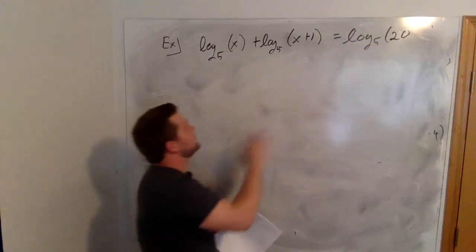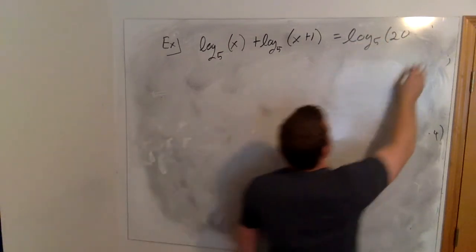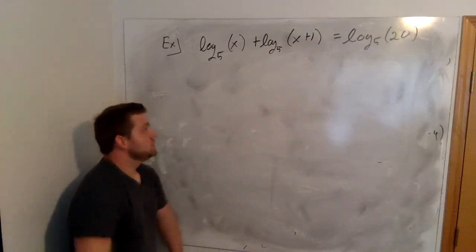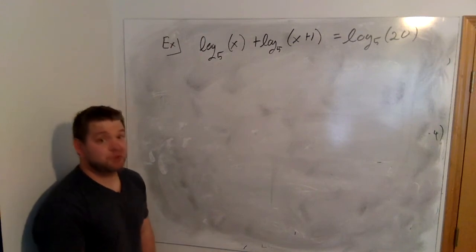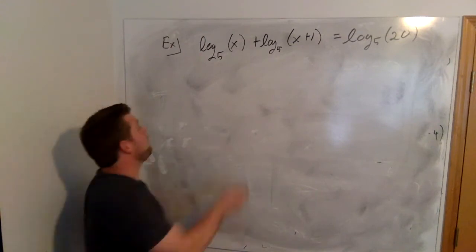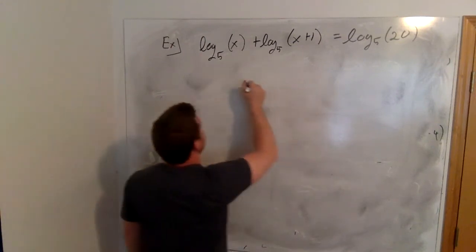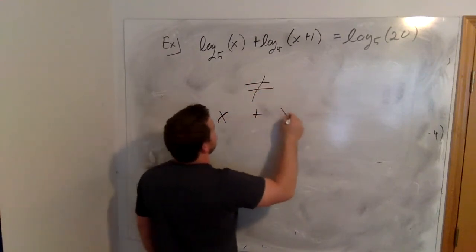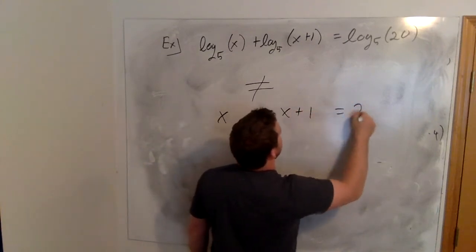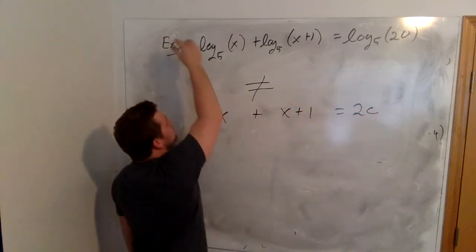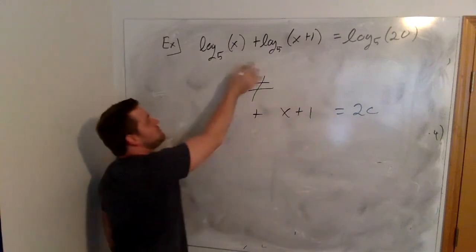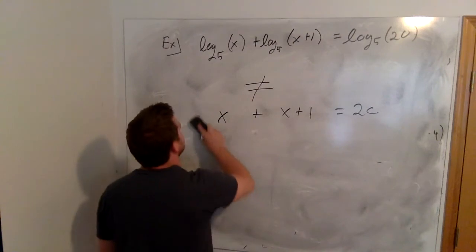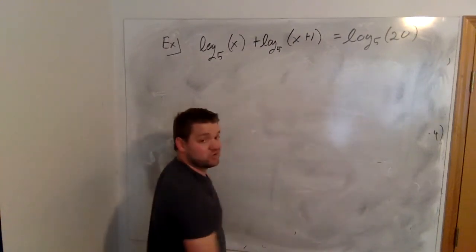What I'm trying to do in this example is very similar to the last example, so I just want to make a note here. For this specific problem, just because they all have log base 5s, we cannot say that this is the same thing as x plus 1 is equal to 20. This is not true. We can't just cancel them all out, mainly because of the addition. So just be a little bit careful here. We can't just cancel those out. We have to use a log rule for this one.